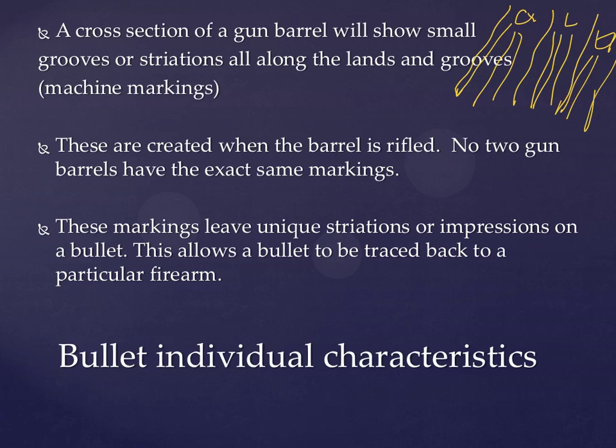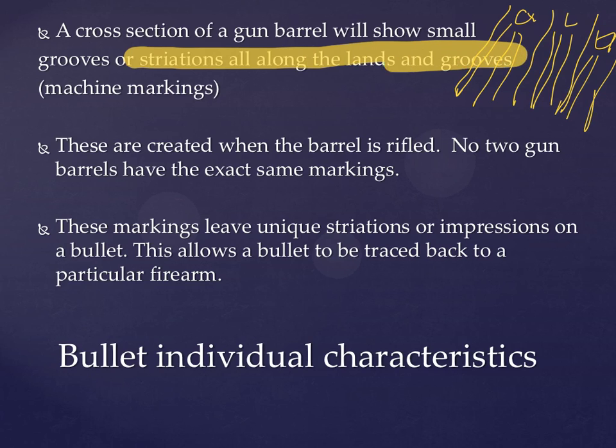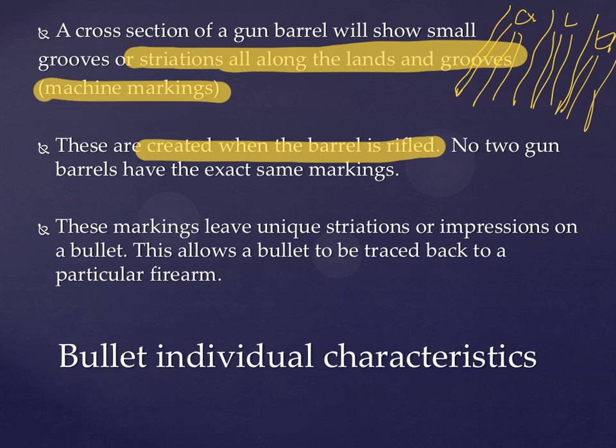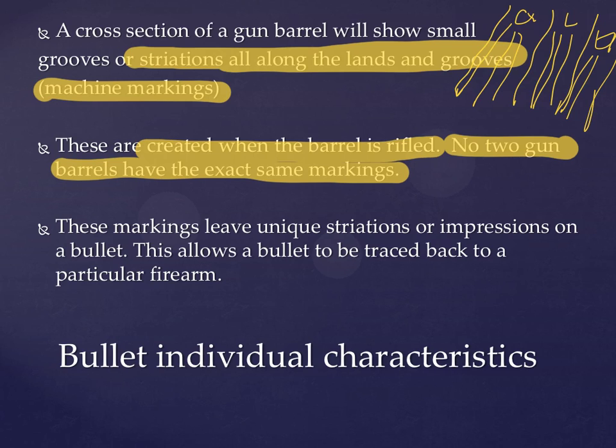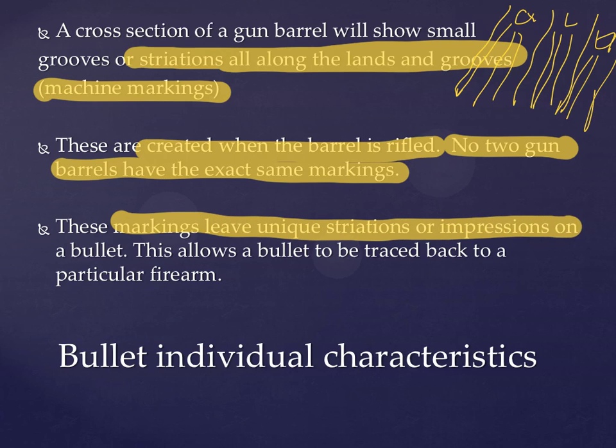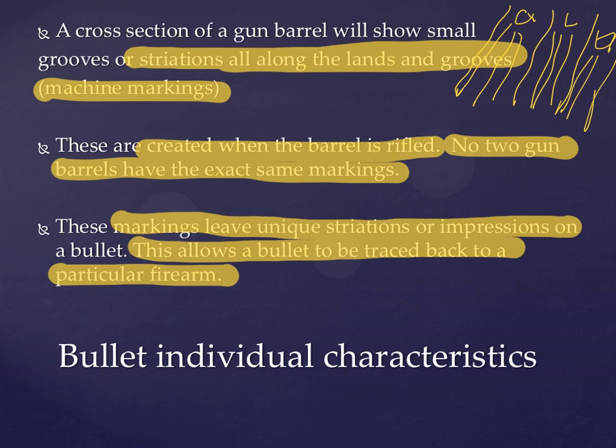So what do I want you to know? That you can have striations along your lands and grooves of a gun, and this comes from machine markings. You want to know that they're made when the gun is rifled, and that no two guns have the exact same markings. And you want to know that these markings are unique, and this allows the bullet to be traced back to a particular gun or firearm. Okay, so I hope that was clear.